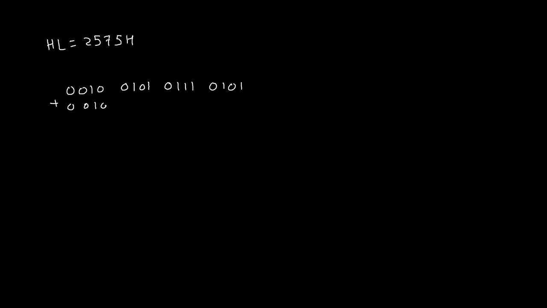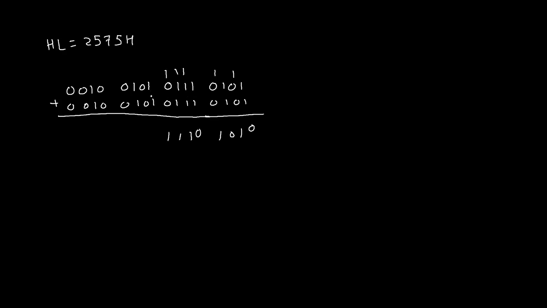So it will become 0010 is 2, 0101 is 5, 0111 is 7, 0101 is 5. Now we will perform addition of binary numbers. 1 plus 1 is 0 with carry 1, 1 plus 0 plus 0 is 1, 1 plus 1 is 0 with carry 1, 1 plus 0 plus 0 is 1, 1 plus 1 is 0 with carry 1, 1 plus 1 plus 1 is 1 with carry 1, 1 plus 1 plus 1 is 1 with carry 1, 1 plus 0 is 1, 1 plus 1 is 0 with carry 1, 1 plus 0 is 1, 1 plus 1 is 0 with carry 1, 1 plus 0 is 1, 0 plus 0 is 0, 1 plus 1 is 0 with carry 1, 1 plus 0 is 1, and 0 plus 0 is 0.